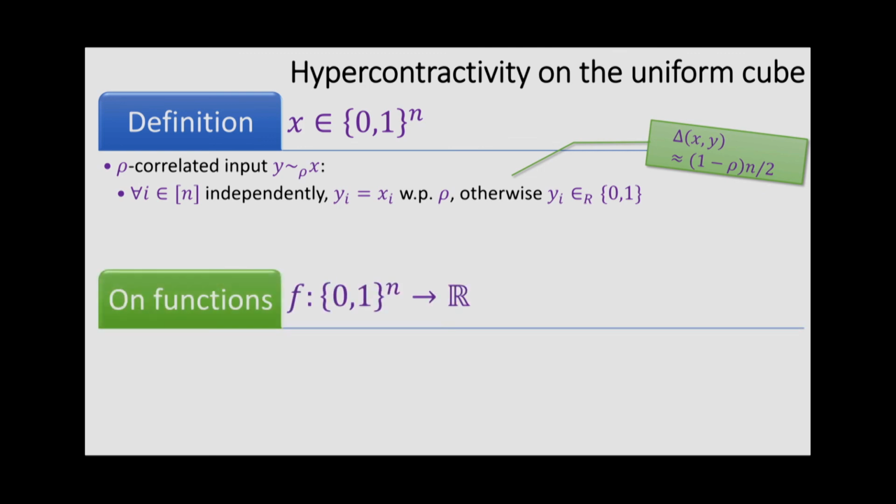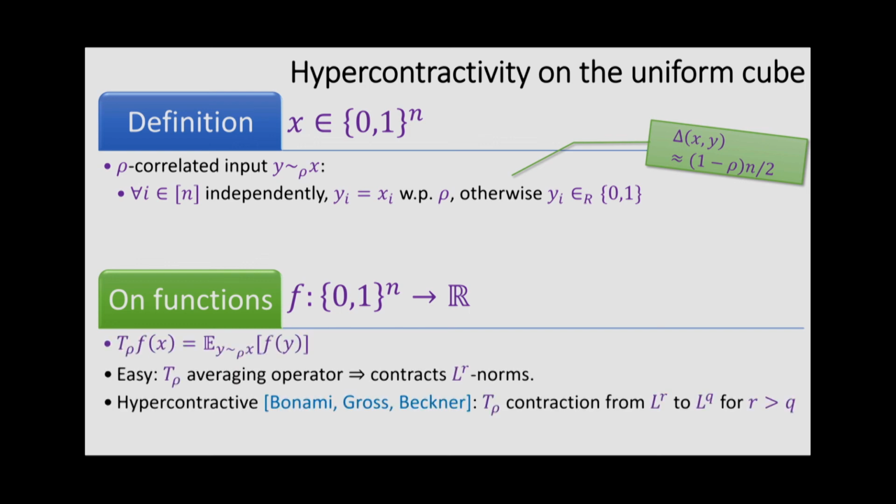So now that we have this notion of correlated inputs, we can define an averaging action on functions according to this distribution. And this is the T-rho operator, defined as follows. T-rho of f is a function, and the value of this function on input x is the average of f(y) over y's that are rho-correlated with x. So you can think about it as you take an input, you draw a ball around it with this radius, and you take the average of the function over that. Except that it's not really a ball, it's something more smooth.